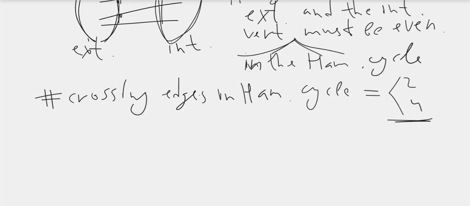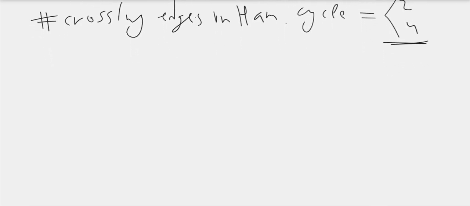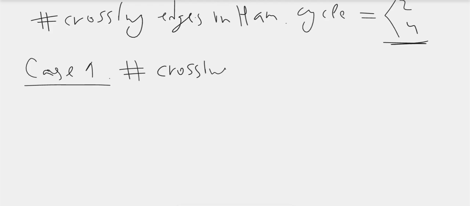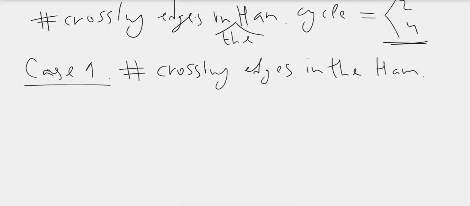Case 1, when the number of crossing edges in the Hamiltonian cycle, the one that we suppose exists and have already fixed, is equal to 2.